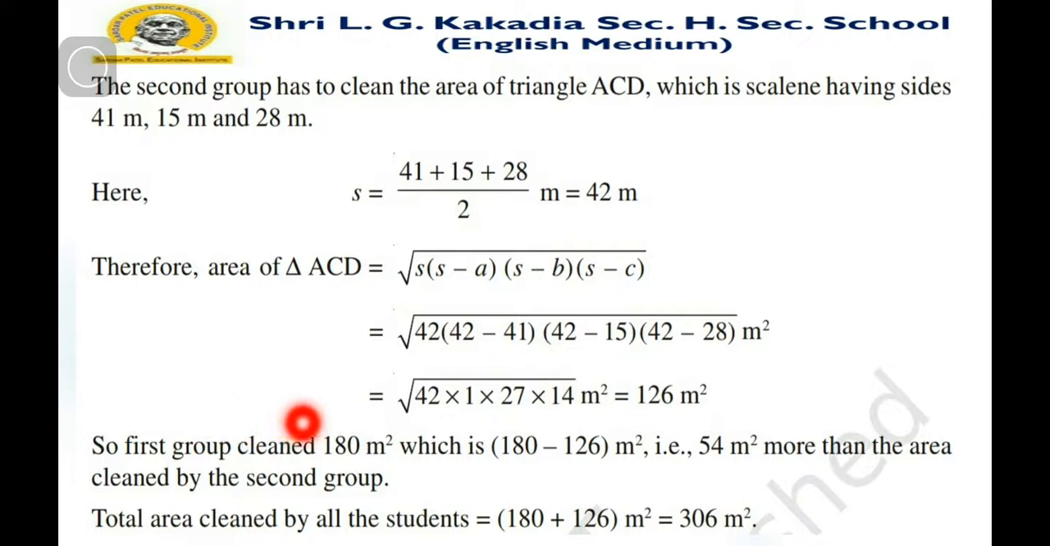So the first group cleaned 180 meter square, which is 180 minus 126, that is 54 meter square more than the area cleaned by the second group. The total area cleaned by all the students is 180 plus 126, which is equal to 306 meter square. So in this way we can find the area of a given quadrilateral.